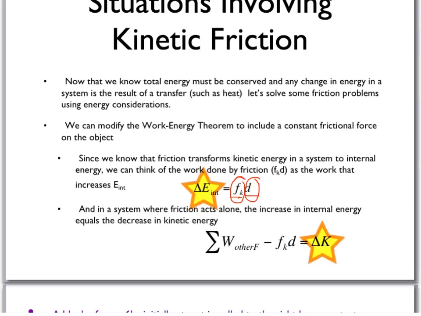So in a system where friction acts alone, the increase in the internal energy would equal the decrease in the kinetic energy. When we want to simplify and rewrite our work energy theorem entirely, we can summarize the new work energy theorem this way: changes in kinetic energy can result from the work done by other forces, as well as work that's sort of sucked out of the system by friction and has now gone into internal energy.